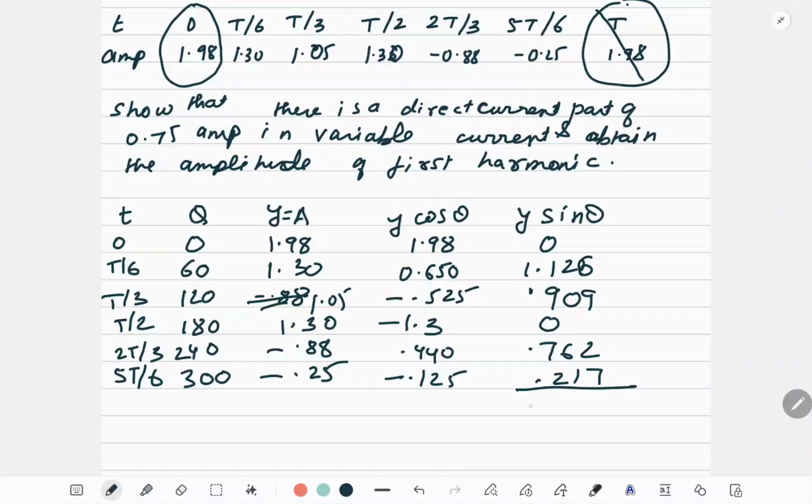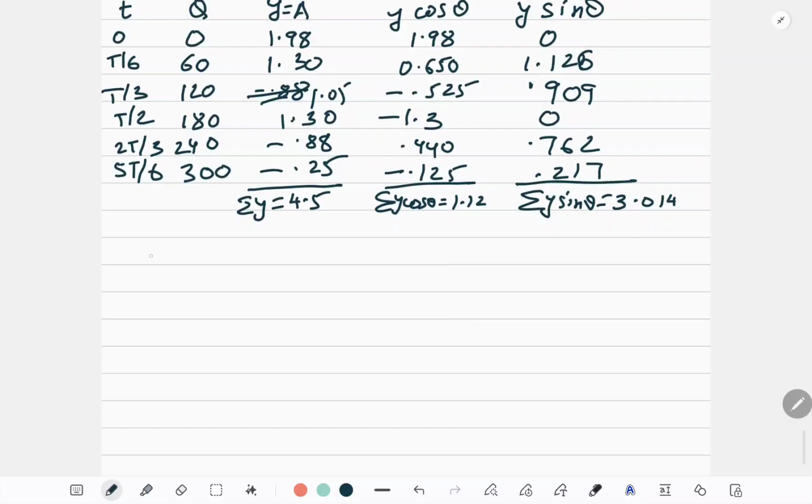Now add this. When you add this, summation y sin theta is equal to 3.014. In the same way, add this: summation y cos theta is equal to 1.12. Now add the y value. So summation y, or summation A, is equal to 4.5. Correct? Now, next step. Once you are done with this, what is your A0? A0 is equal to 2 by n summation of y. So 2 by 6 times 4.5, that is equal to 1.5.